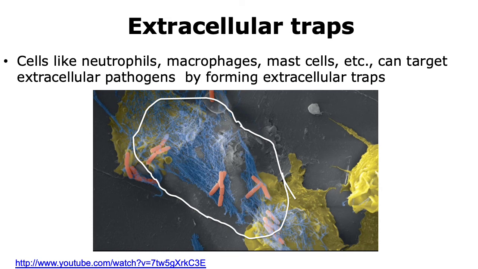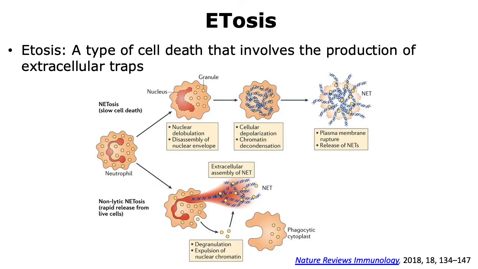These are extracellular traps. Immune cells like neutrophils, macrophages, mast cells, etc., can form these extracellular traps that are used to target and trap extracellular pathogens. These traps are actually made up of nucleic acids. The process of making these extracellular traps is called etosis. Etosis is a type of cell death, and during the process of cell death, it involves the production of these net-like structures, or these extracellular traps.